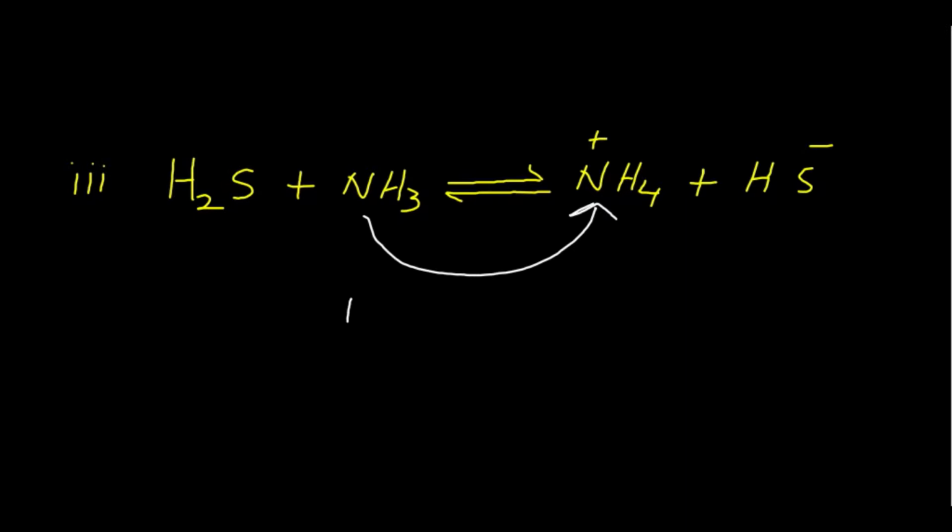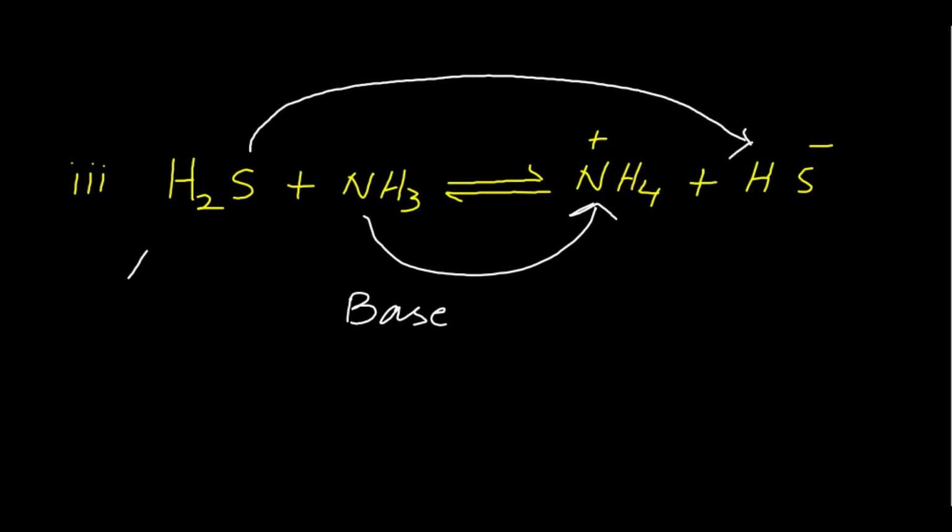Since ammonia is proton acceptor, that's why it is Bronsted base. NH3 changes to NH4 after accepting one proton from H2S. That's why ammonia is Bronsted base. Now see, H2S changes to HS minus after donating one proton to ammonia. Since H2S is proton donor, that's why it is Bronsted acid. I hope this is clear, students.